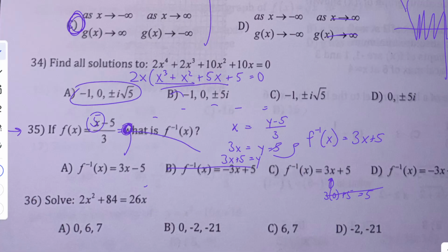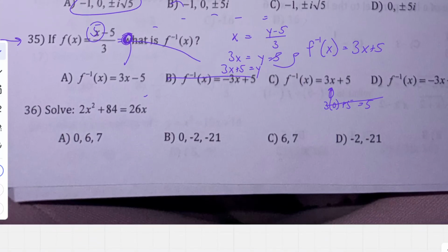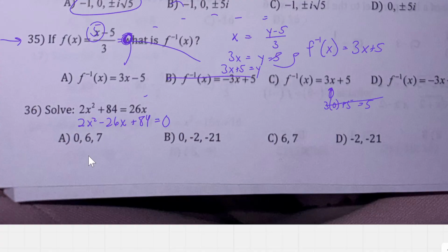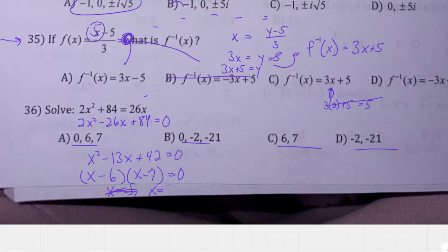36. Doesn't look too bad. I see a quadratic coming out of this. 2x squared minus 26x plus 84. See a GCF of 2. 13. And then I'm going to factor it. So it looks like some of these kind of give me a hint, but minus 6 and minus 7. x equals 6 and 7 in the end. And there's no 0. All right.